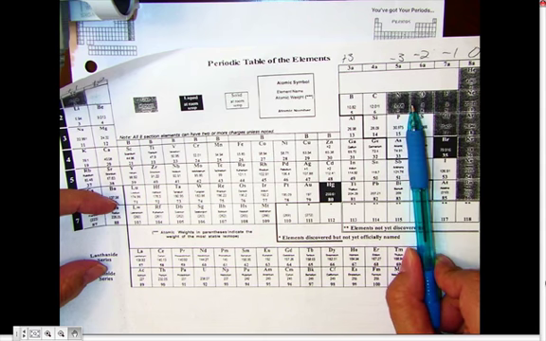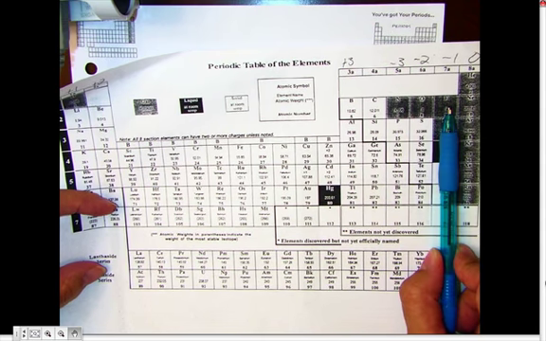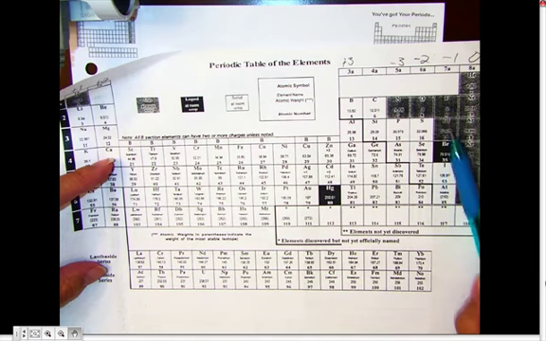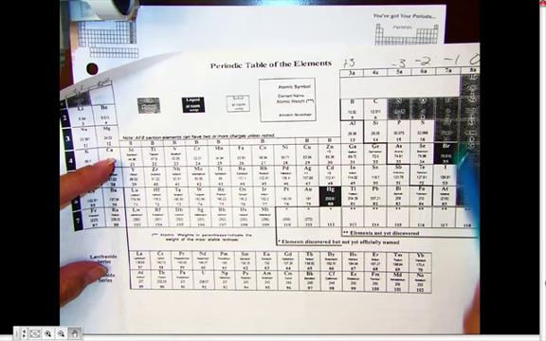I'm not sure how to pronounce that actually. This group is the halogens, fluorine, chlorine, bromine, and iodine. And the last group is the noble gases. So those are the different groups.